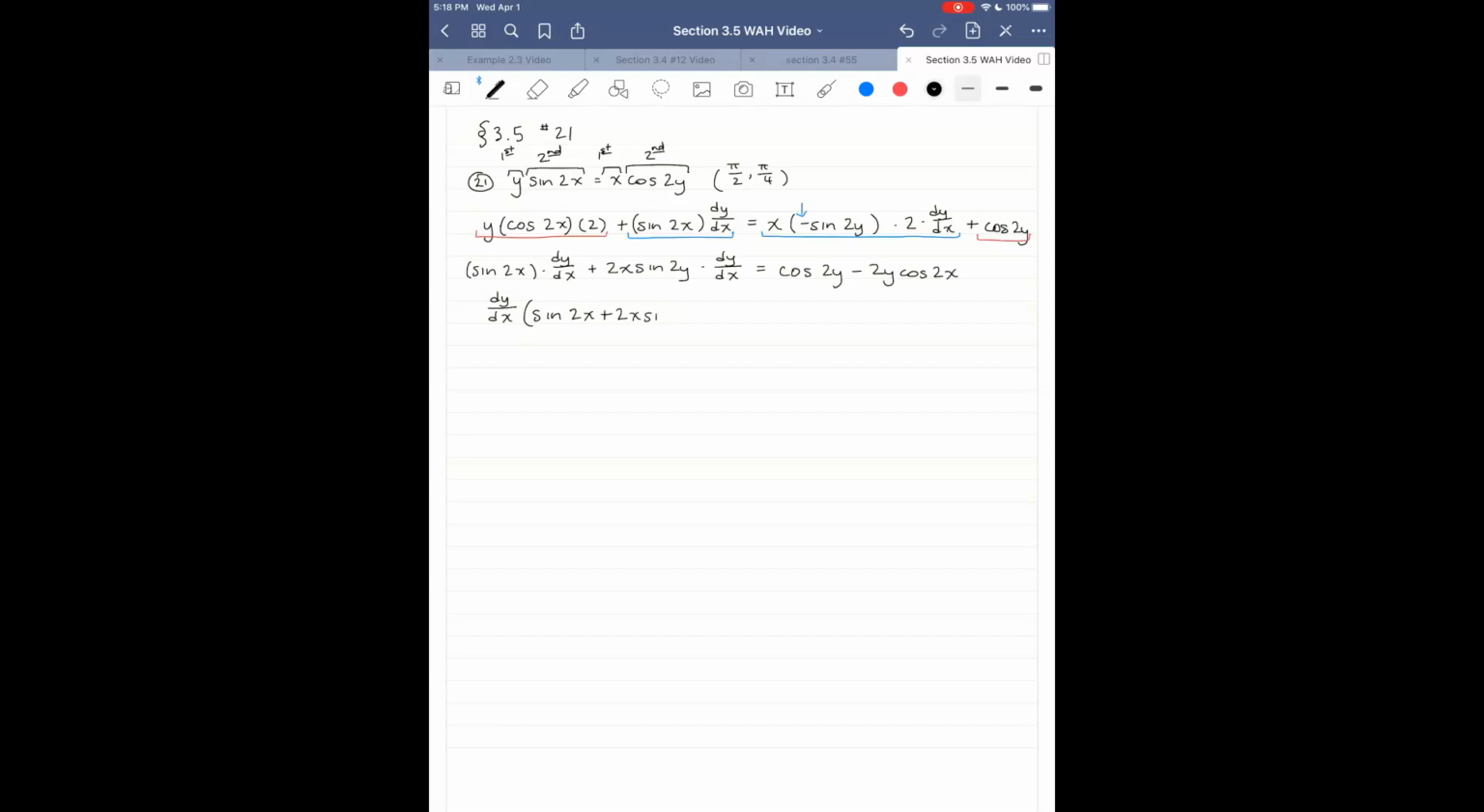And now I'm going to factor dy/dx out of the left-hand side, and that will leave me with sine 2x plus 2x times the sine of 2y.